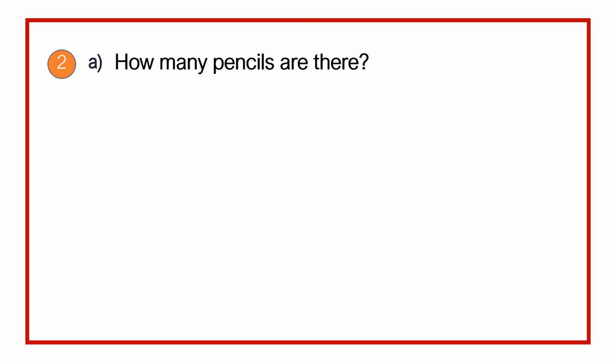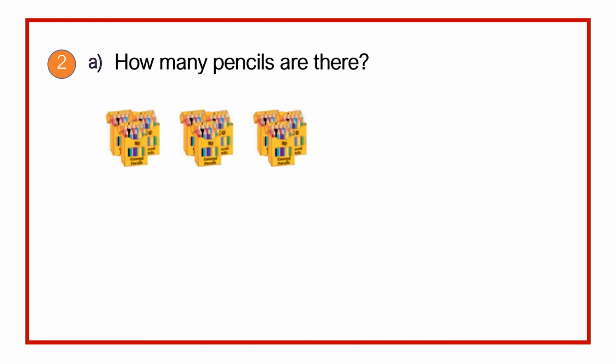So let us look at part number 2a. How many pencils are there? So you can see that we have 3 groups. But in every group, we have 30 pencils. So we have 30, and here we have 30, and here we have 30. So 3 groups of 30.